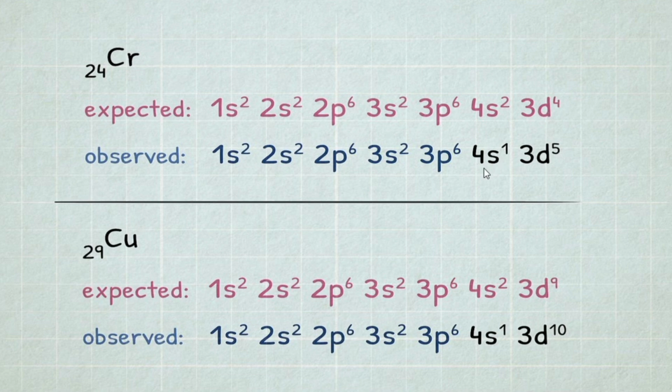So chromium exhibits extra stability associated with a half-filled d orbital. So the d orbital must be half-filled. In other words, half of 10 is 5. So you have to give 5 electrons to the d orbital, then the remaining one must be given to the 4s orbital. And that is the observed configuration for chromium. Take note, for only chromium.